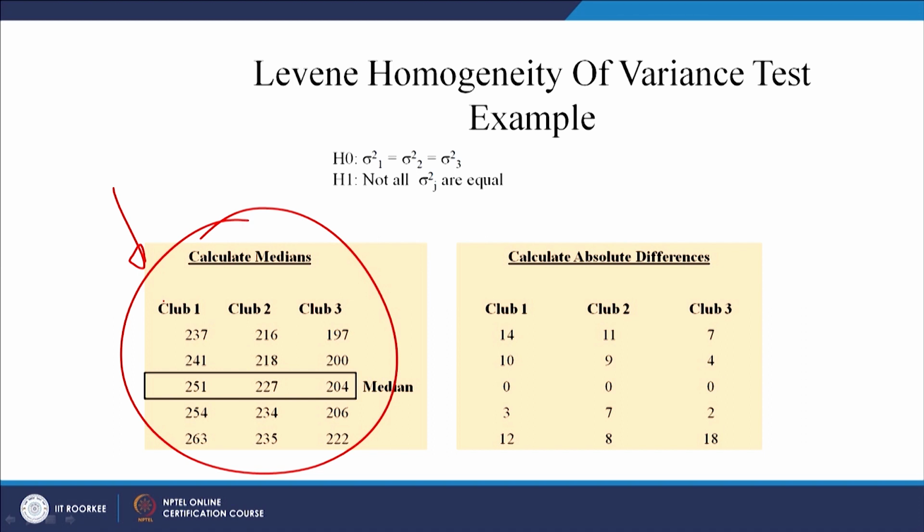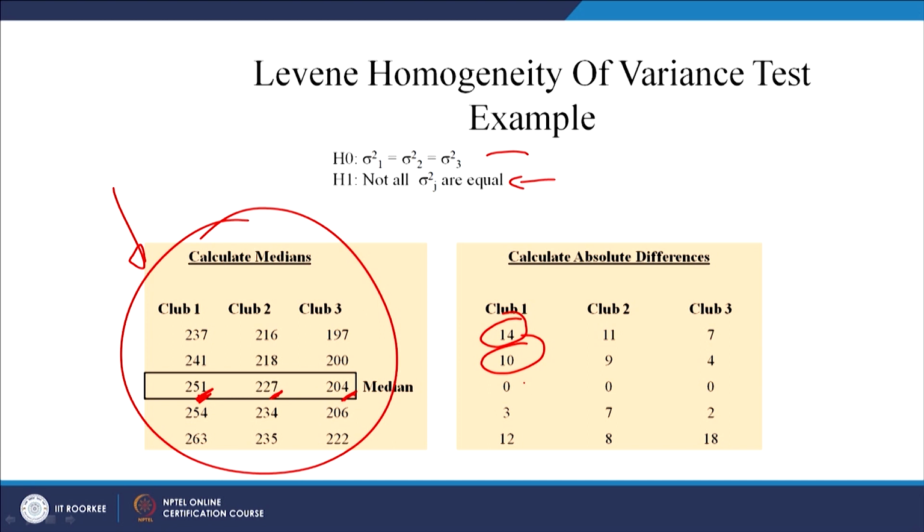So, null hypothesis, alternative hypothesis. What we have said in this Levene's test is that from each group we will select the median. From the first group this is the median value, second group this is the median value, third group this is the median value. So 251 minus 237, we will get 14. Then 251 minus 241 will get 10.